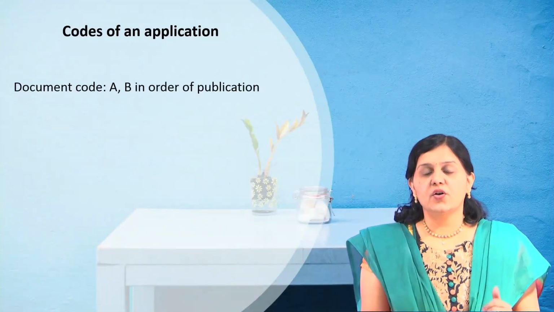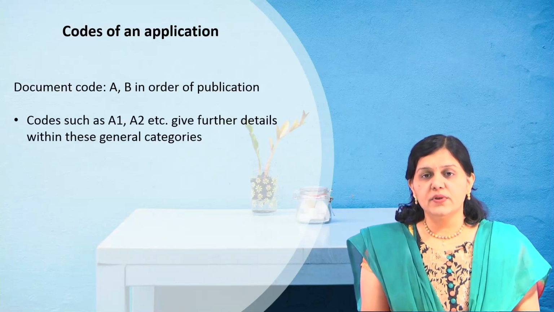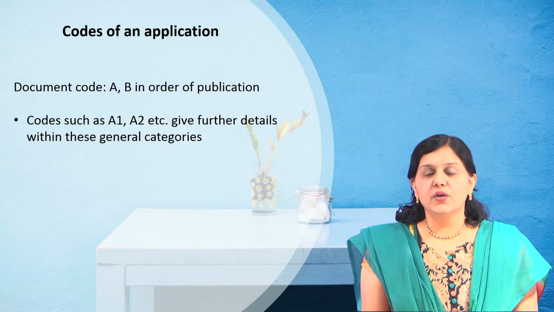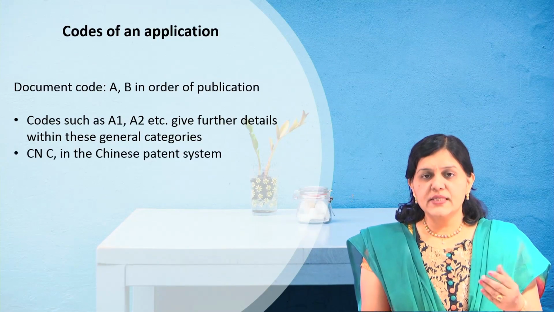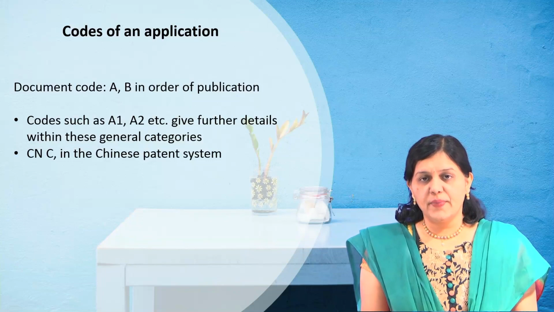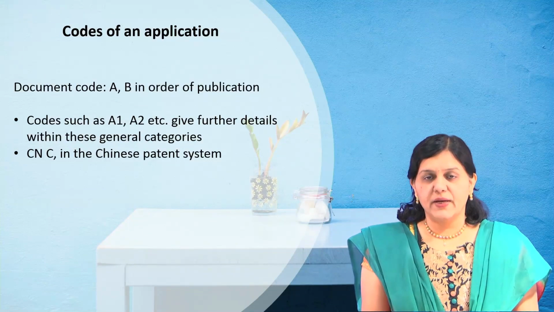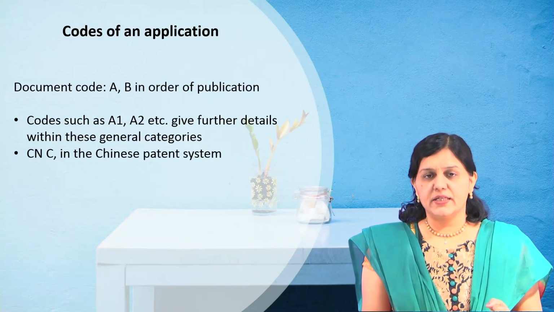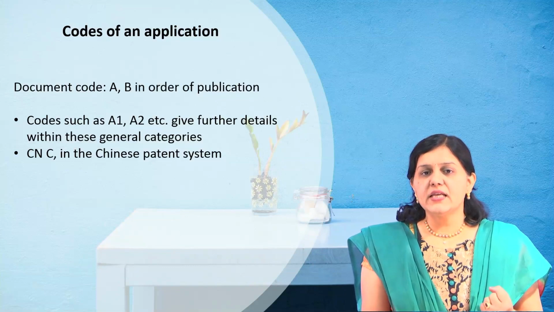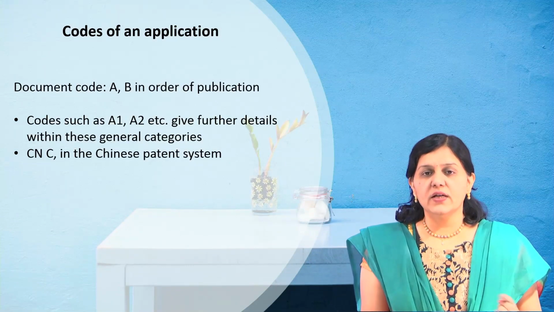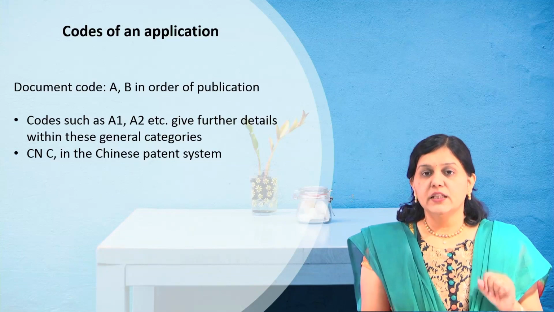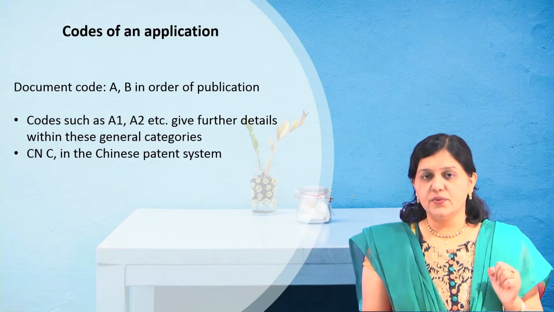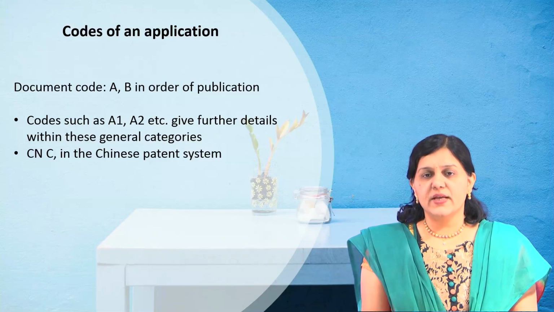Now, the next thing you are seeing is the document code. Document code is a simple code that indicates what kind of document you are looking for. You can say that it is a status code of the patent application. You can judge in which stage of prosecution the patent is. So, for example, A is for application, B is for granted patent. However, these codes may differ from country to country. So, let us look into a few examples.